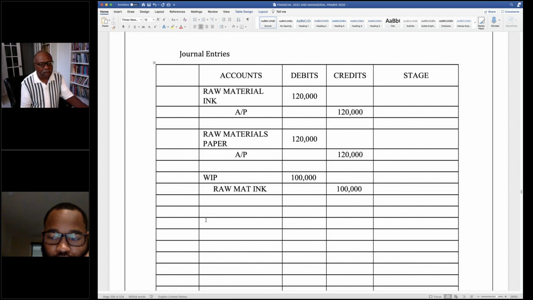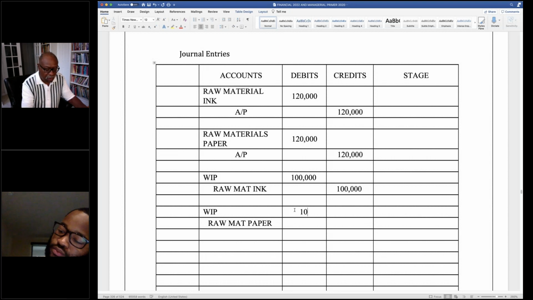And we're going to do the same thing for the paper. So in stage 2, we're debiting work in process and crediting these raw material accounts. In this case, they just happen to be the same amount. They don't always have to be the same amounts. This is stage 1.